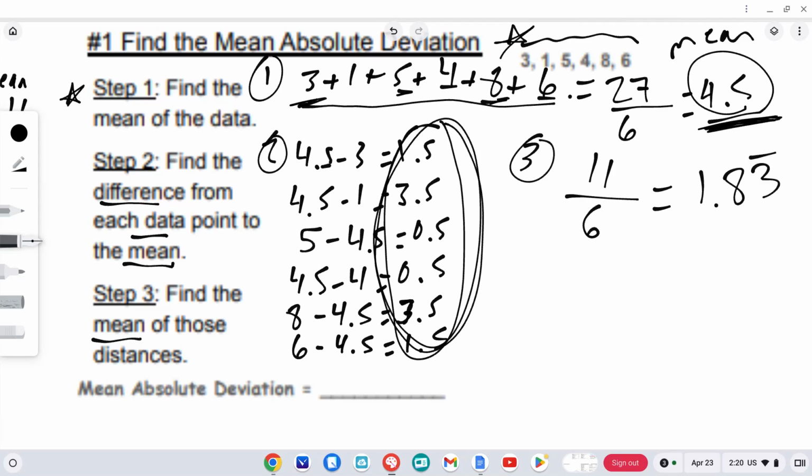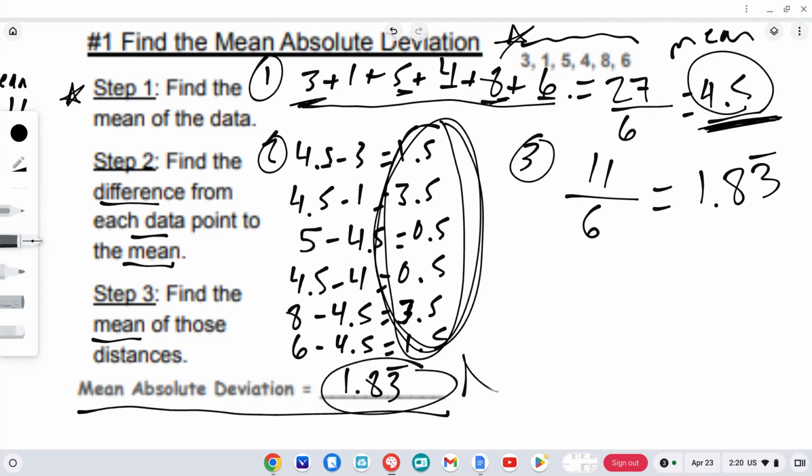Pause and make sure you have everything. Now we're going to fill in our answer, right? The mean absolute deviation, the mean, the average. The average distance of those numbers is 1.83 repeating. So there's my final answer.